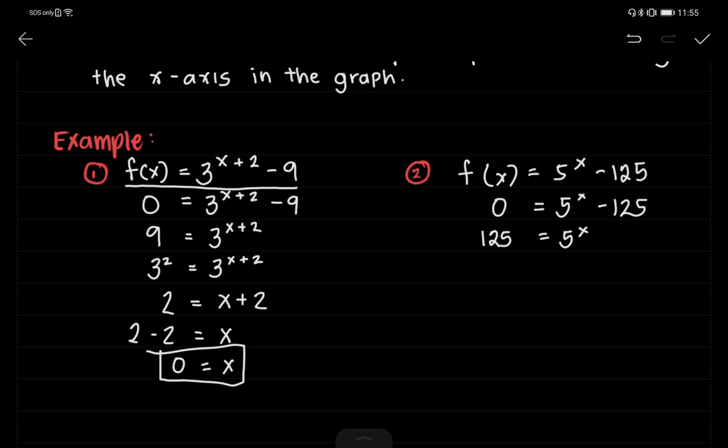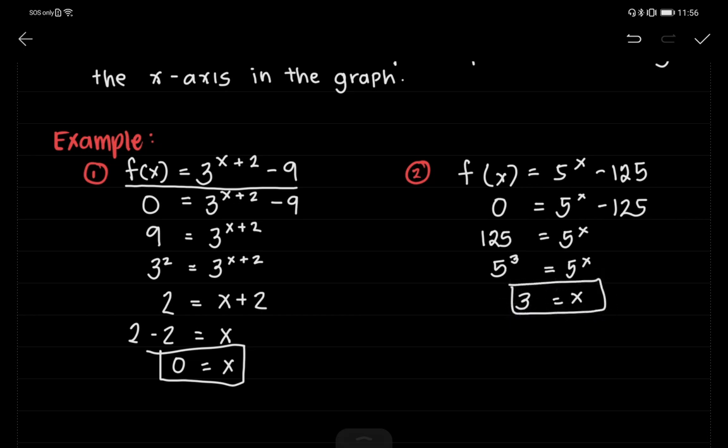So we know 125 is just also equal to 5 raised to the third power. Okay? Which is equal to 5 raised to x. So now, equal na yung base natin both sides. So bring down na lang natin yung ating exponent, which is 3, which is equal to x. So therefore, ang zeros of a function natin is equal to 3.